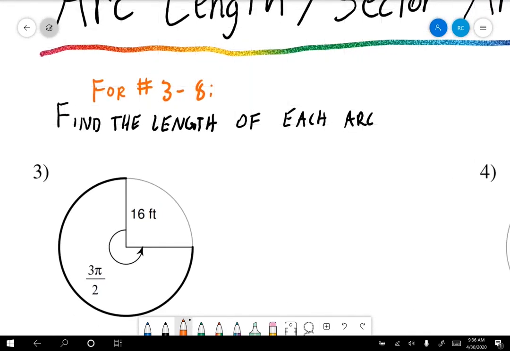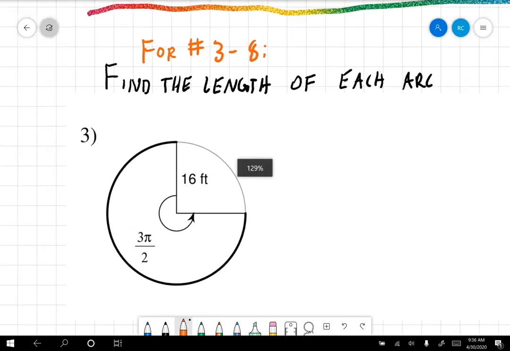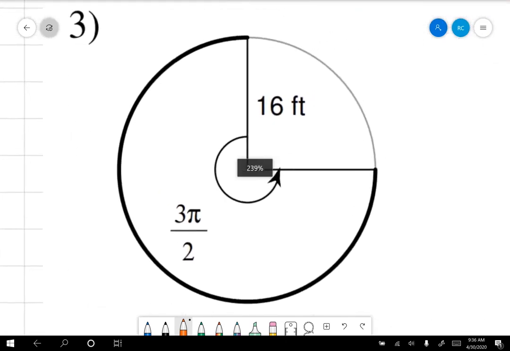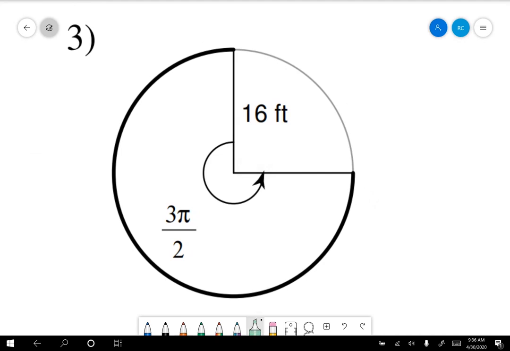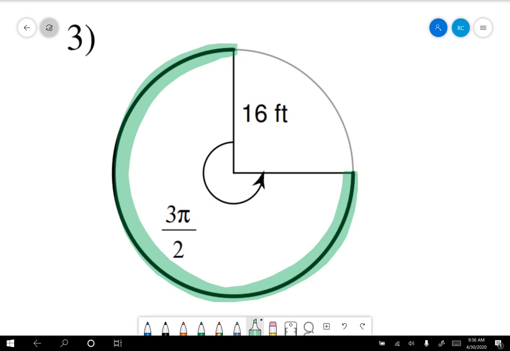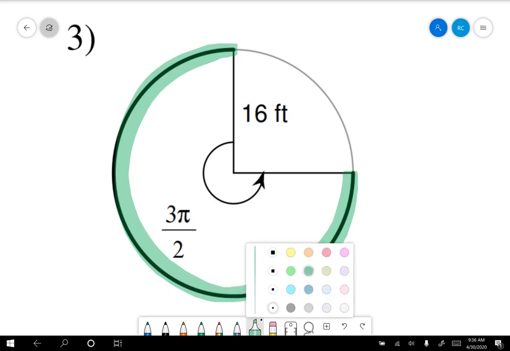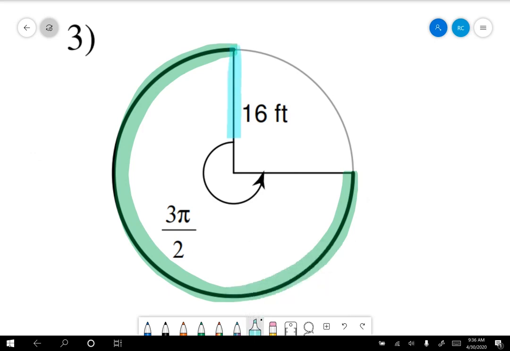Now, I'm going to try to get this moving pretty quickly because there are a lot of problems, and I don't want to make this video super duper long, but I might break it into 2 videos. We'll see. So let's look at number 3. We're looking for the length of this arc all the way around, and our angle is 3 pi over 2. Now that's weird. It doesn't tell us whether it's in degrees or whether it's in radians.